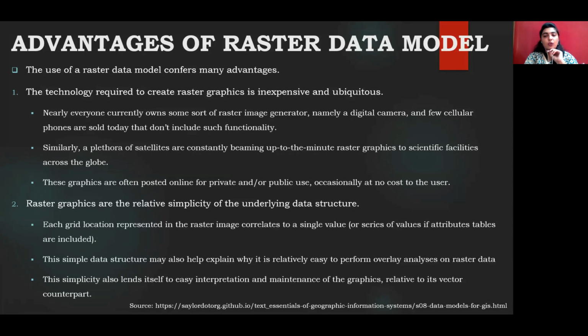This brings us to the advantages of these raster data models. Like vector data models, these also have certain advantages and disadvantages. The first advantage is that the technology required to create raster graphics is inexpensive and ubiquitous. Nearly everyone now can download a raster image, or they can have a digital camera through which they can click pictures. Pictures are nothing but a form of raster image. So yes, it is inexpensive.